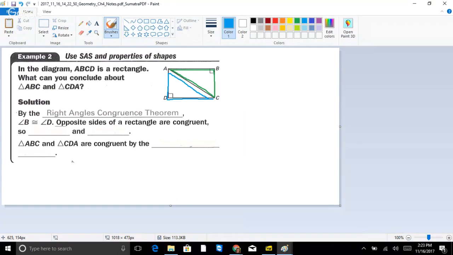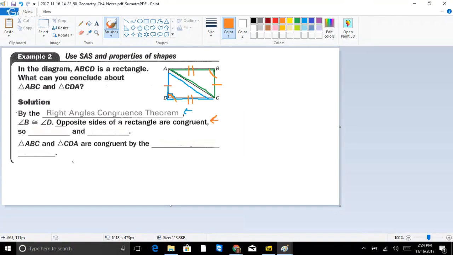Okay, well, what do we know? Well, we know that, and I left the answer in here, by the right angles congruence theorem, because B and D are right angles, B and D are congruent to each other. I want to do another color. So B and D are definitely congruent to each other, right? We also know that opposite sides of a rectangle are congruent. That's the definition of a rectangle. So we know that AB is congruent to DC, and AD is congruent to BC.